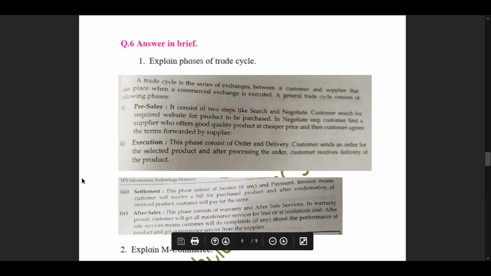Now we'll understand what these four stages are. First one being pre-sales. It consists of two steps like search and negotiate. Then we have customer search for required website for product to be purchased. In negotiate step, customer finds a supplier who offers good quality product at cheaper price, and then customer agrees the terms and conditions forwarded by the supplier of the product.